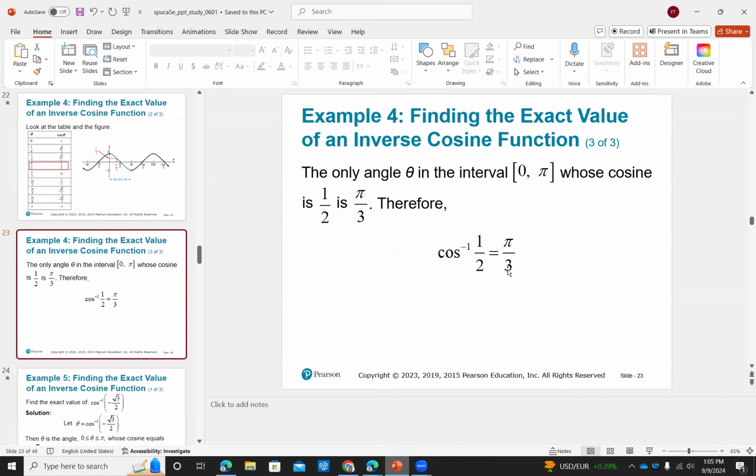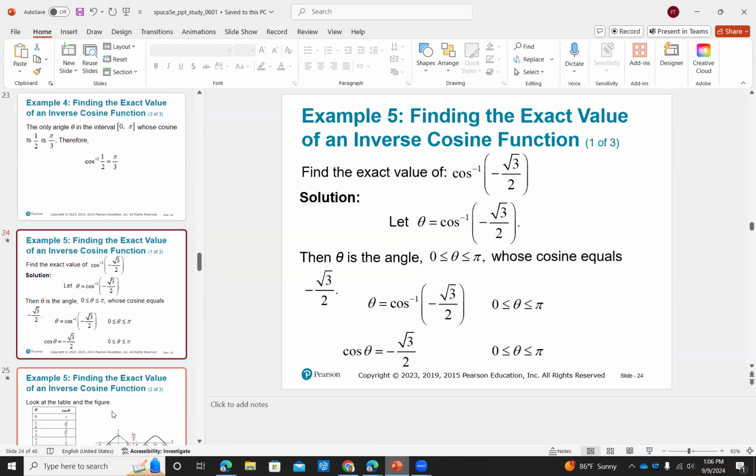I want to remind you again, when you see these inverse cosine questions, they're asking you what is the angle whose cosine value is equal to half. So inverse cosine of half is pi over 3, and you will never forget that inverse cosine accepts answers from 0 to pi, whereas inverse sine accepts answers from negative pi over 2 to positive pi over 2.